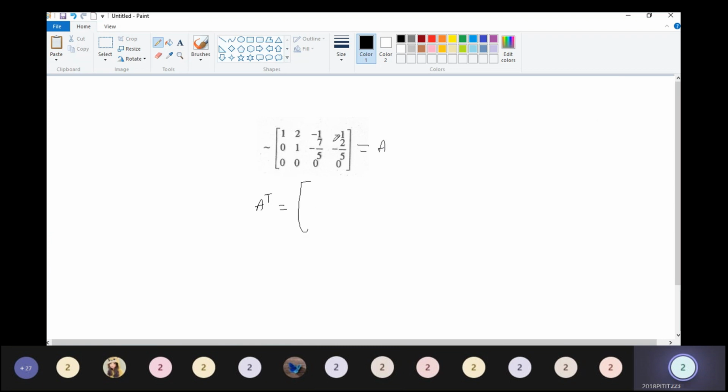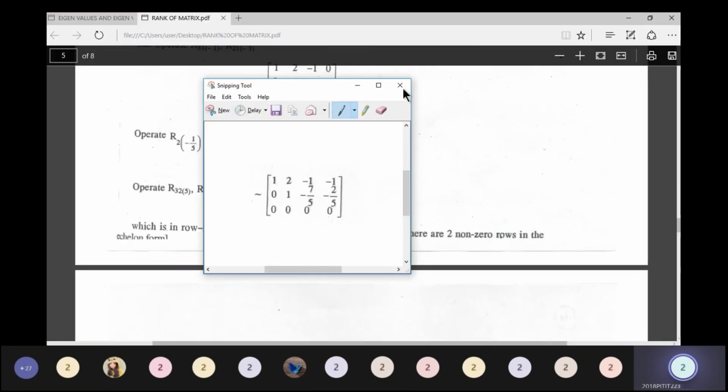So R1 is changed to C1: 1, 2, minus 1, minus 1. R2 is written as C2: 0, 1, minus 7 by 5, minus 2 by 5. R3 is taken as C3. So how many non-zero columns? Only 2. So the rank of A transpose is also 2. Rank of A is also 2. Okay. So both are equivalent. Row echelon form, column echelon form, both are the same.